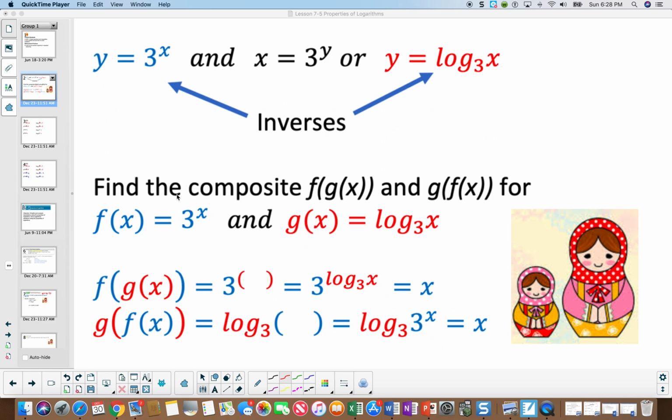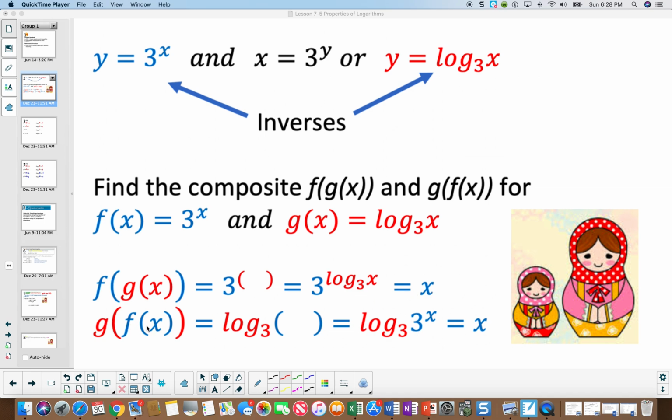Now, before, when we found the composite of inverses, we ended up undoing each other. So if f of x is 3 to the x and g of x is the log base 3 of x, f of g of x, remember where f is the outer function, so we're going to use this outer function, put a parentheses in for every x, and then inside that function we're going to write the inner function, and then these will undo each other and you'll just have x.